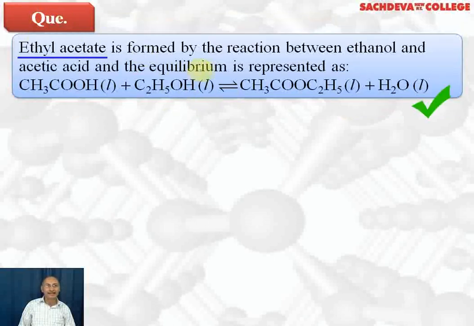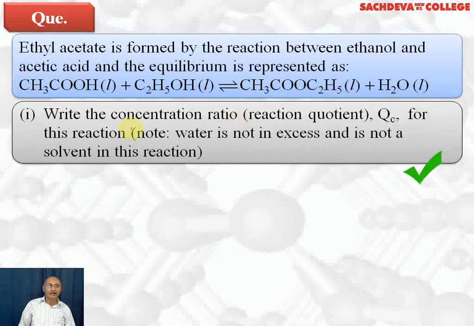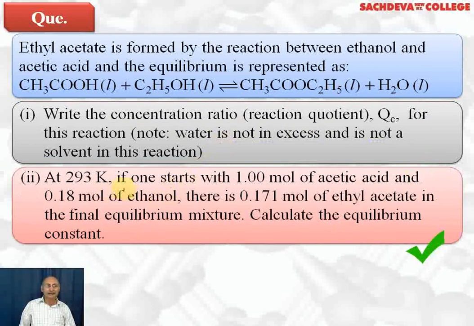Next question: ethyl acetate is formed by the reaction between ethyl alcohol and acetic acid, and the equilibrium is represented by acetic acid plus ethyl alcohol gives you ethyl acetate plus water liquid. Write the concentration ratio, which is also called reaction quotient QC, for the reaction. Note, water is not in excess and is not a solvent in this reaction. At 293 Kelvin, if one starts with 1 mole of acetic acid and 0.18 mole of ethanol, there is 0.171 mole of ethyl acetate in the final equilibrium mixture.